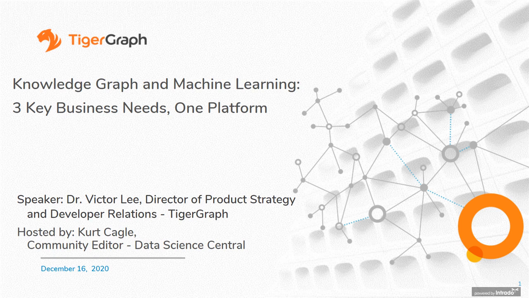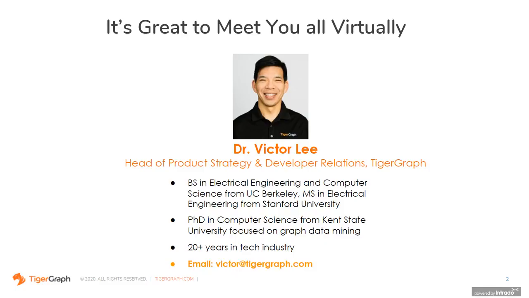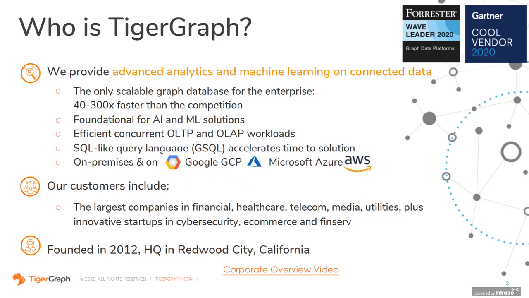So as Kurt said, the title of today's presentation is Knowledge Graph and Machine Learning, 3 Key Business Needs, 1 Platform. And first, I'll tell you a little bit about TigerGraph, the company I'm from. We provide advanced analytics and machine learning on connected data. And that is through the only scalable graph database for the enterprise.